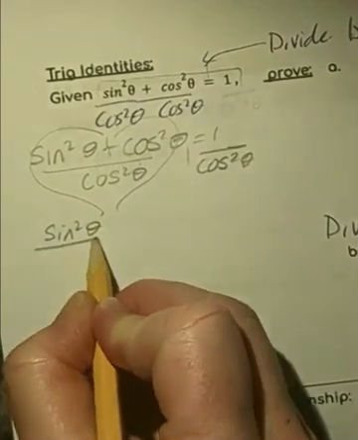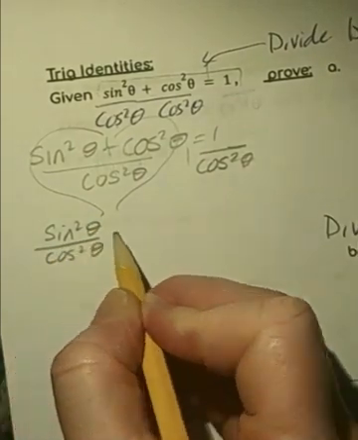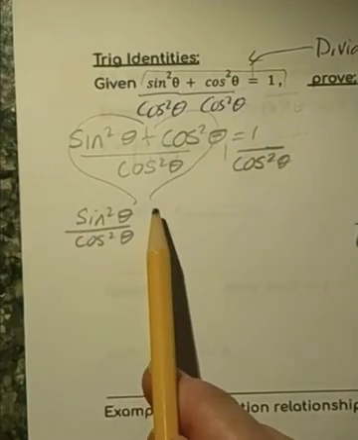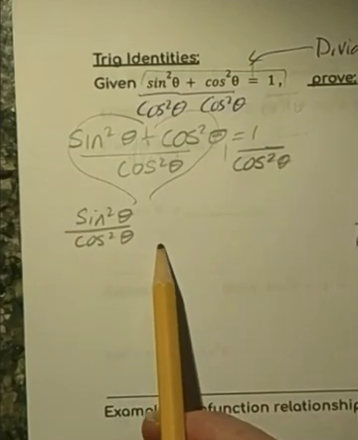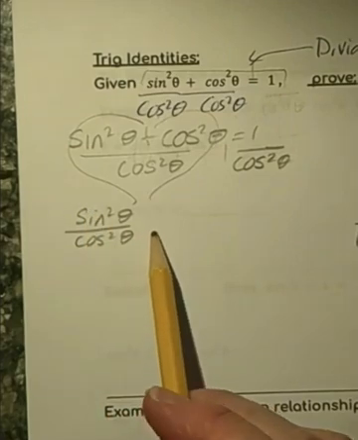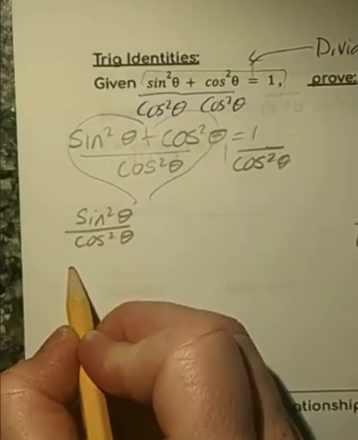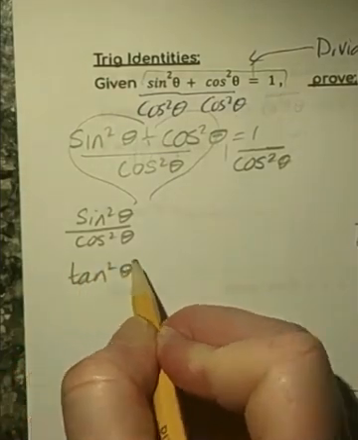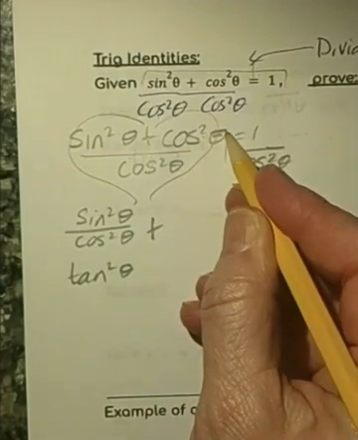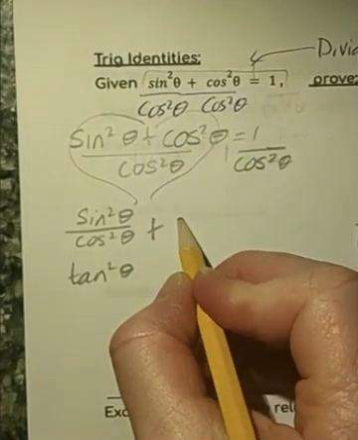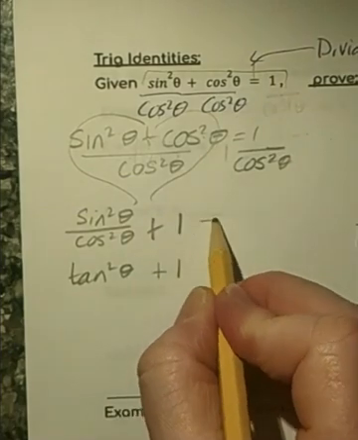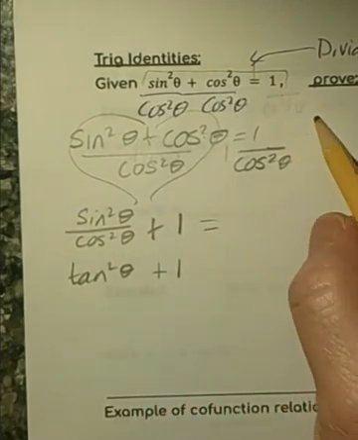over cosine squared. I'm not going to write it out, but this is really just sine theta over cosine theta times sine theta over cosine theta. So that's just really tangent times tangent, or tangent squared. So this term just becomes tangent squared theta. We're going to add it to cosine squared theta divided by itself. That's just 1. So tangent squared theta plus 1 equals 1 over cosine squared.